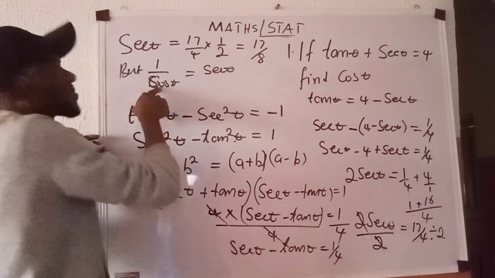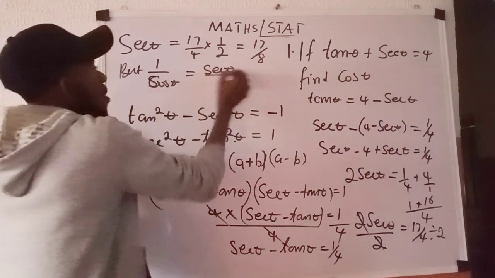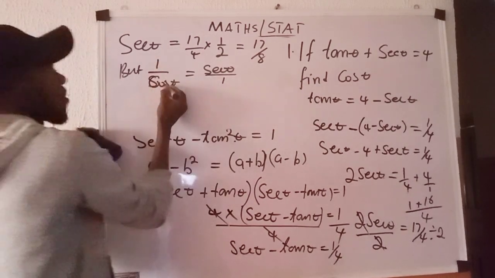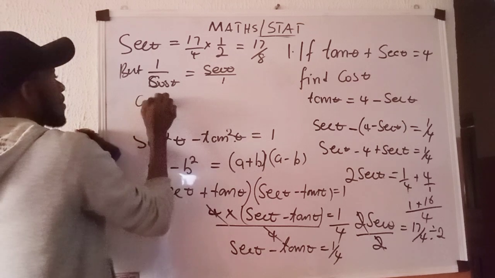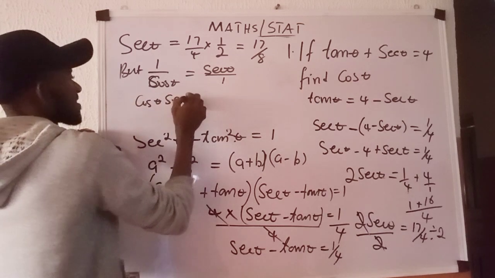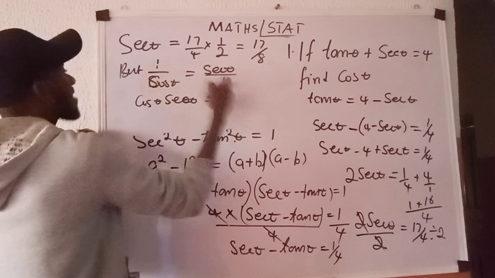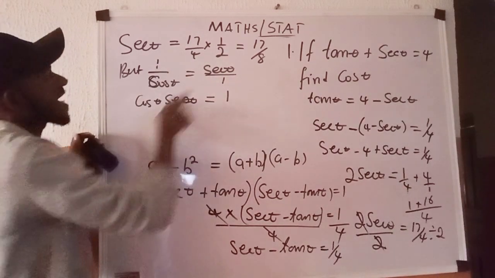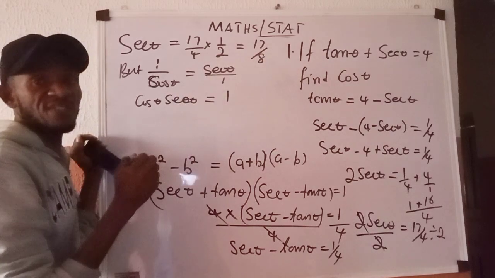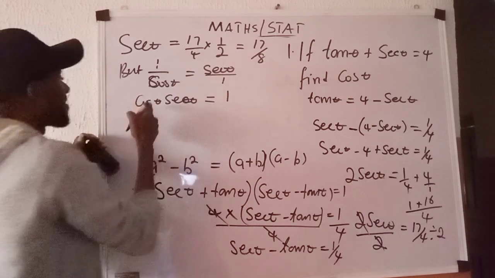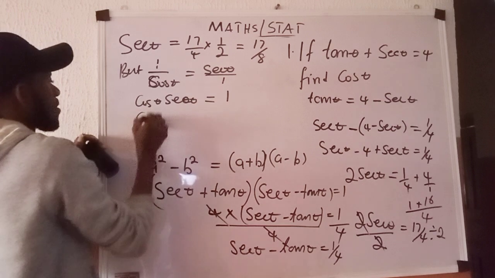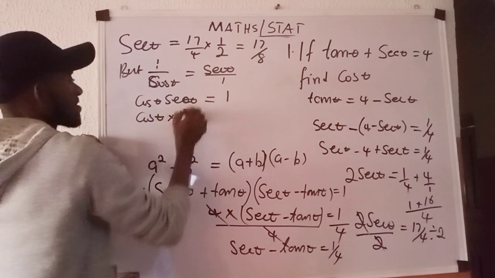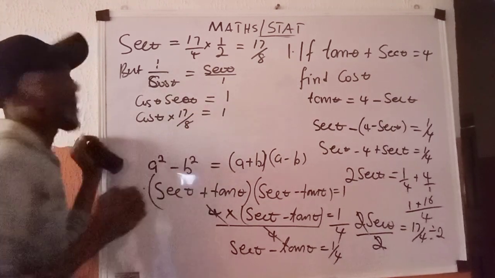So trying to make cos theta the subject of the formula, I say all over 1. I say cos theta times sec theta is cos theta sec theta. This equals 1 times 1, which is 1. But I know that my sec theta is already 17 all over 8. So standing this cos alone, I will now say cos theta multiplied by sec theta, 17 over 8, equals 1.